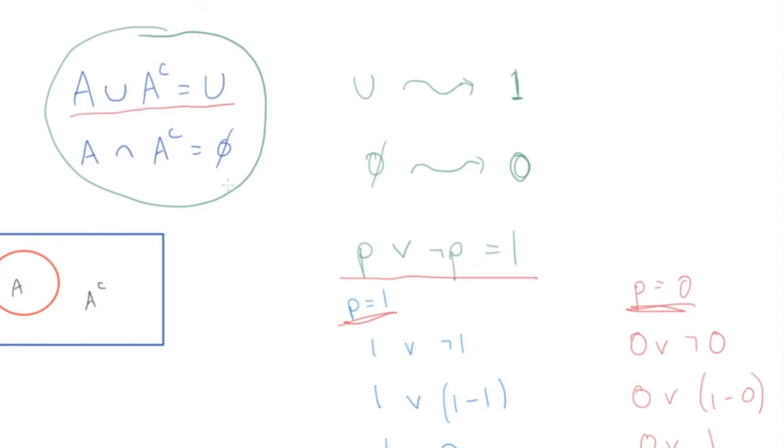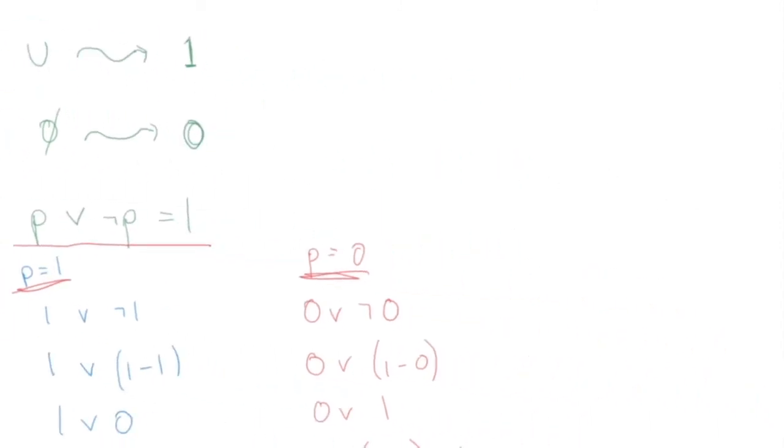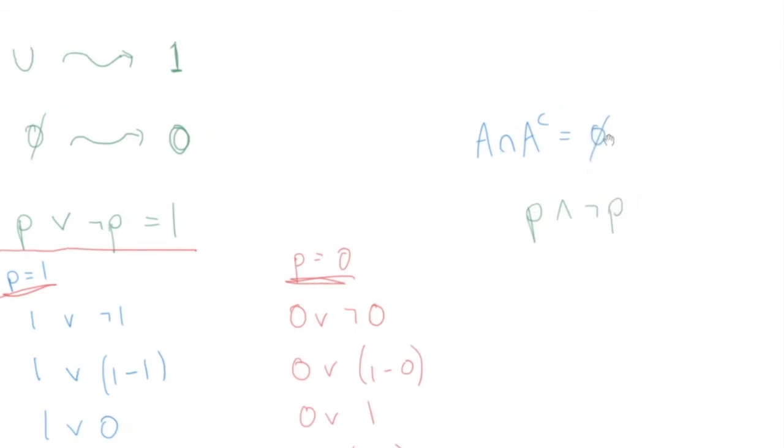Okay, what about this rule here? Just a reminder, let me write it out again: A intersects A's complement equals the empty set. So in logic, this would correspond to P and not P. We want to see if it equals 0 or not, and corresponds to this rule.